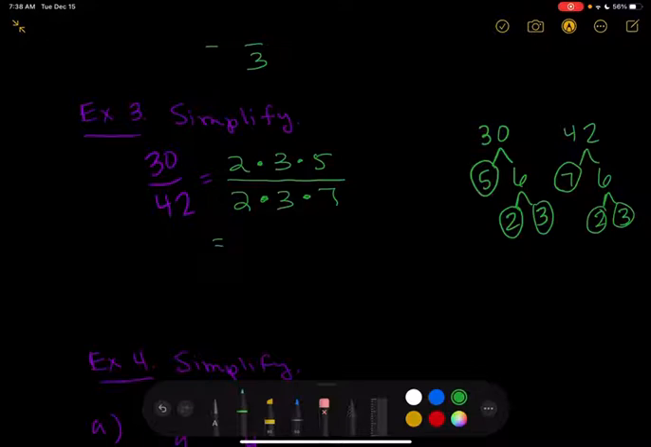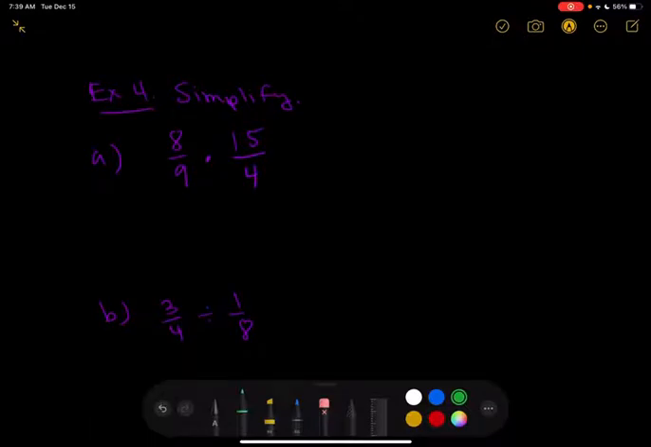Okay, so now we look for what's the same on the top, what's the same on the bottom. So again, you could go like this. A lot of people go 2, 2, 3, 3. You can do that and cross them off just to really drive home the point here, or the removing a factor of 1. I'm going to cross them off like this, but you don't have to if you prefer the other way. Okay, and we're left with 5/7.